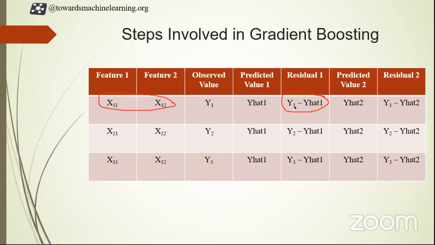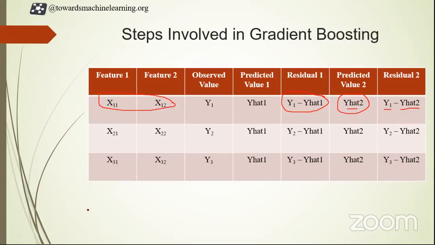Now when you are fitting these residuals and features together, you will get your new predicted value. With this value you can compute a new set of residuals, again subtracting this y hat 2 from y1, you will get your second residual. Like this, gradient boost is focused on building more and more trees and predicting new residuals at each iteration.